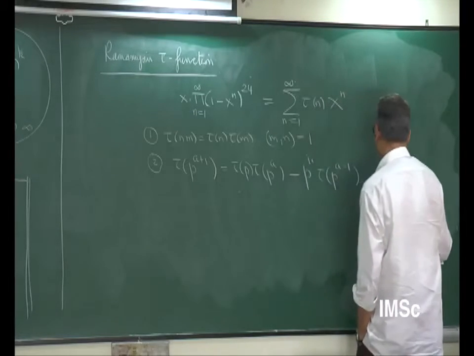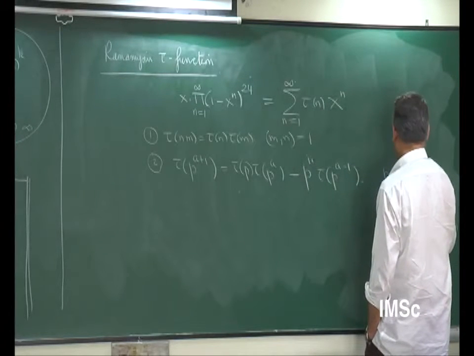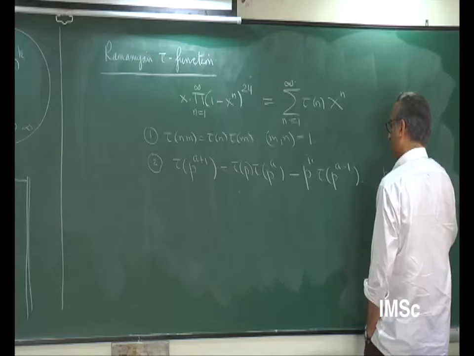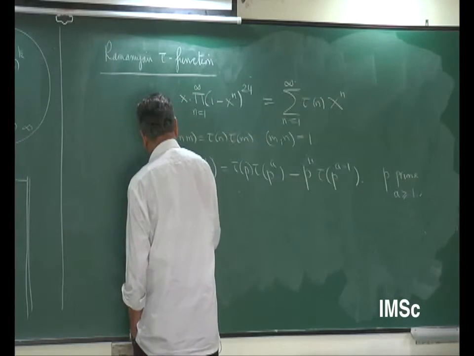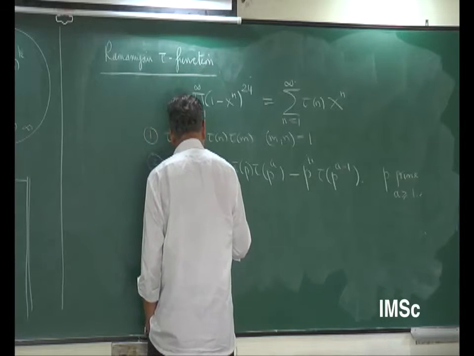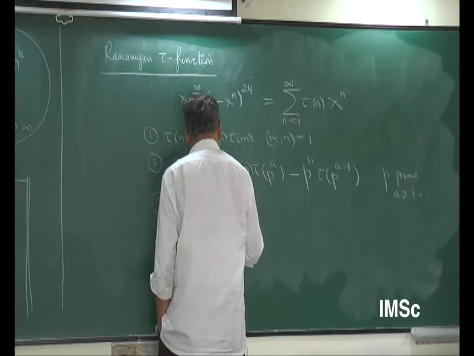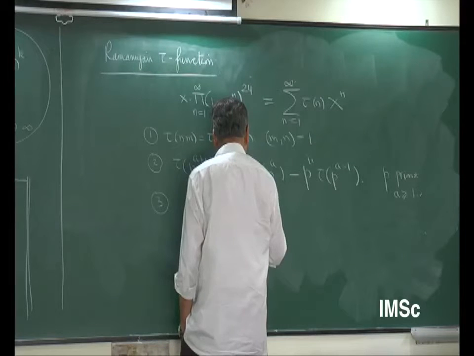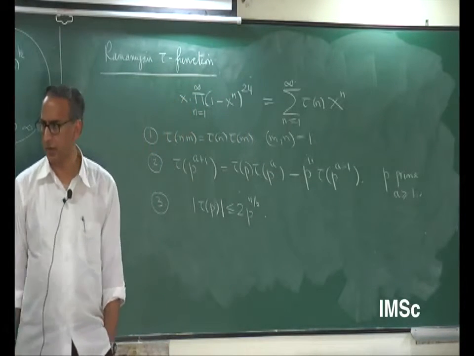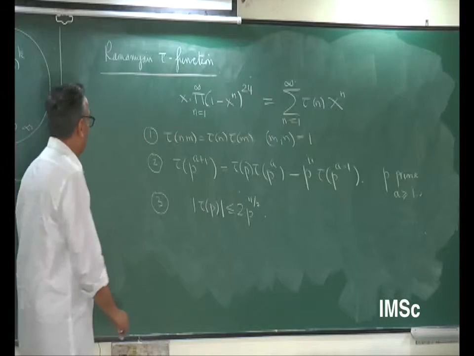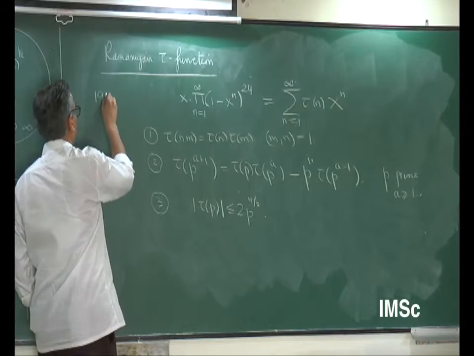Here a is bigger than or equal to 1, I think it should be okay. And the third is that tau of p is always less than 2 times p to the 11 halves. So these were the conjectures that Ramanujan made in his 1916 paper.